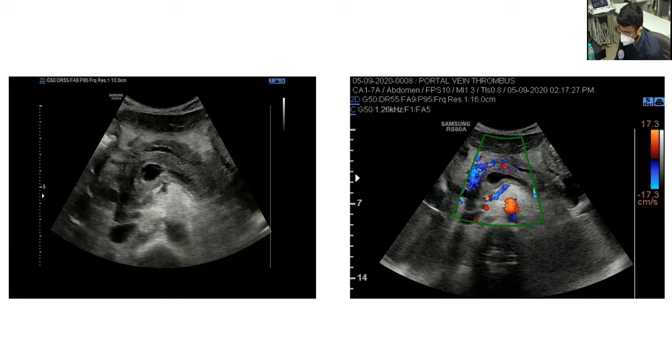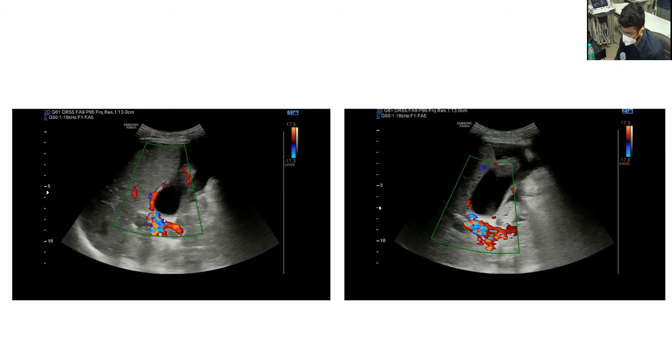The images of the same: here the B mode image shows hypoechoic to anechoic thrombus at the portal confluence, and here there is the color Doppler image of the same. There are multiple collaterals noted in the same patient.